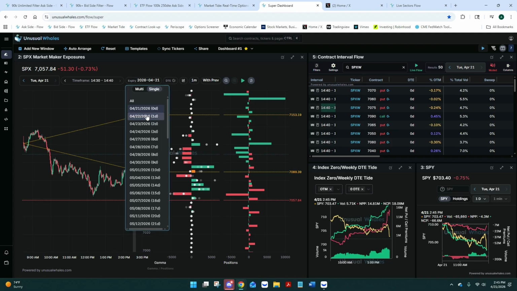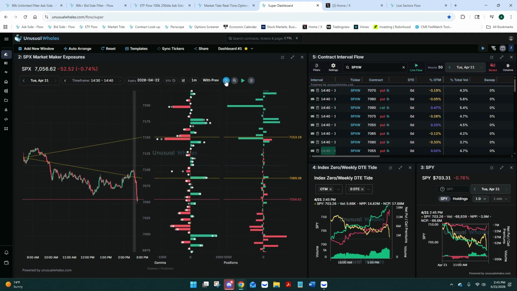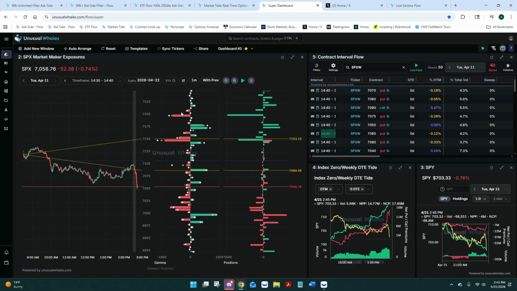Let's look at tomorrow's expiration, see if we got anything going on there. Looking at tomorrow's expiration, that 7,000 level right now, they are long about 3,200 puts down there. It's a little more mixed here.